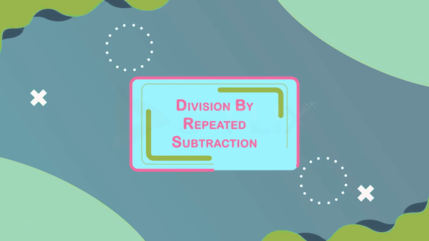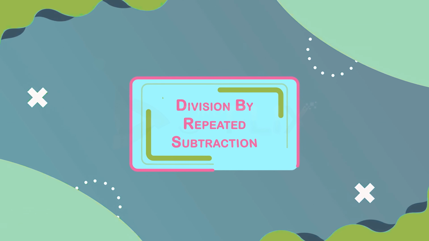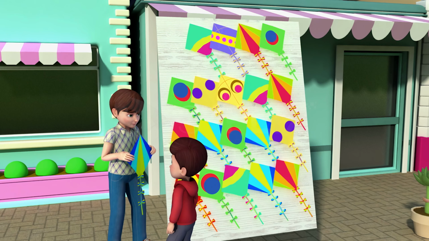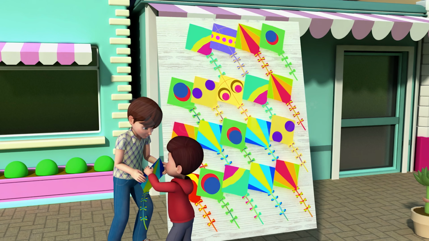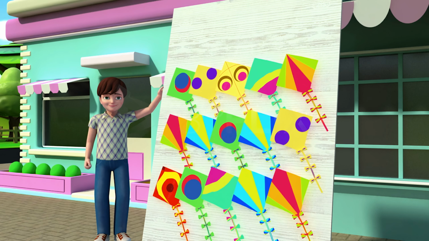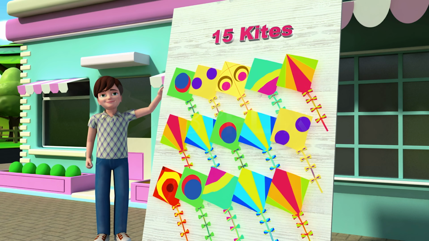Division by repeated subtraction. Robert is a kite seller. He has 20 colorful kites in his shop. He sold 5 kites on Monday. He is left with 15 kites.